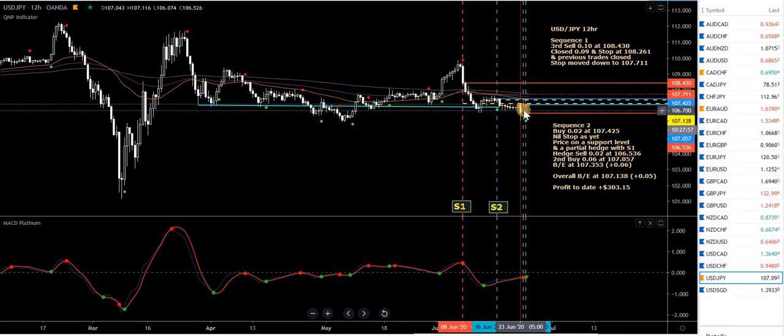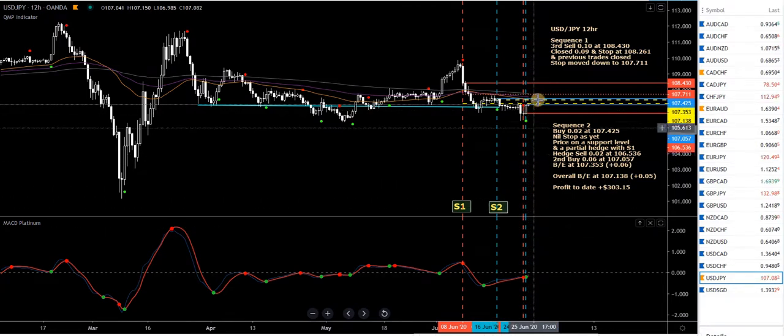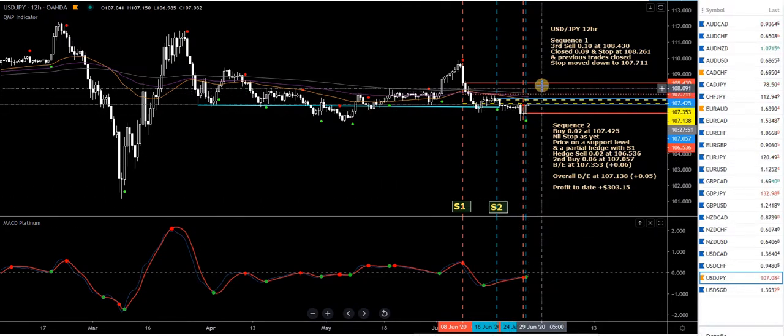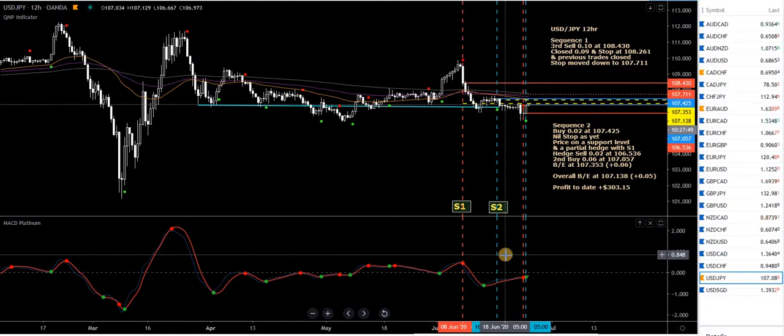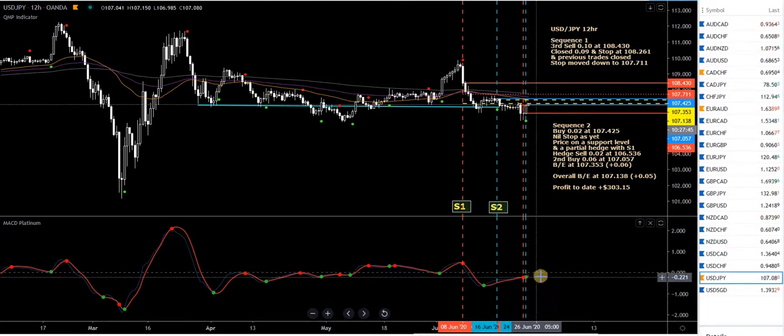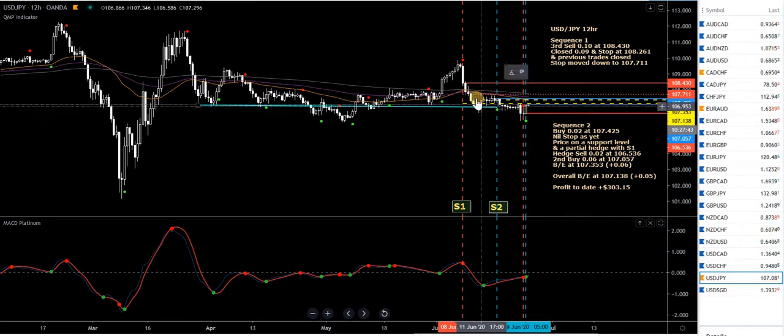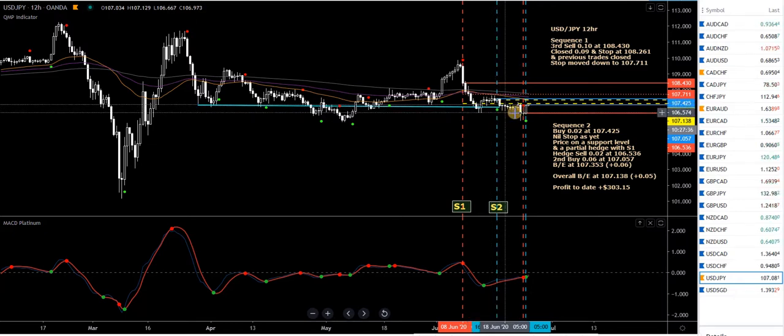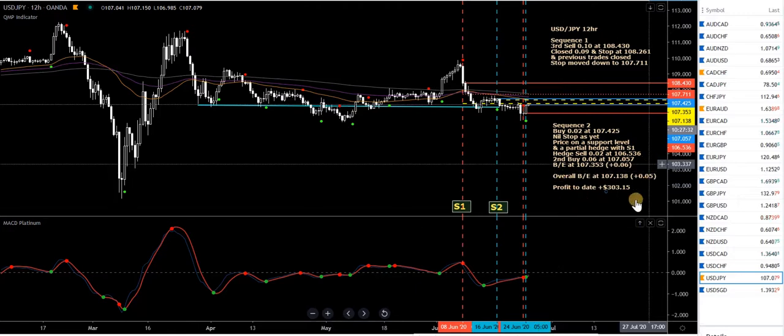So I'm already probably at that. Ideally I want to see this push up through both the yellow lines, take out that stop, then I can start looking at doing other trade management if the MACD Platinum's through the zero level. So locking in a profit on sequence 1, and sequence 2 is a buy, hedge sell, second buy. All right, that's it for the 12-hour charts. Pretty quick, short and sharp.